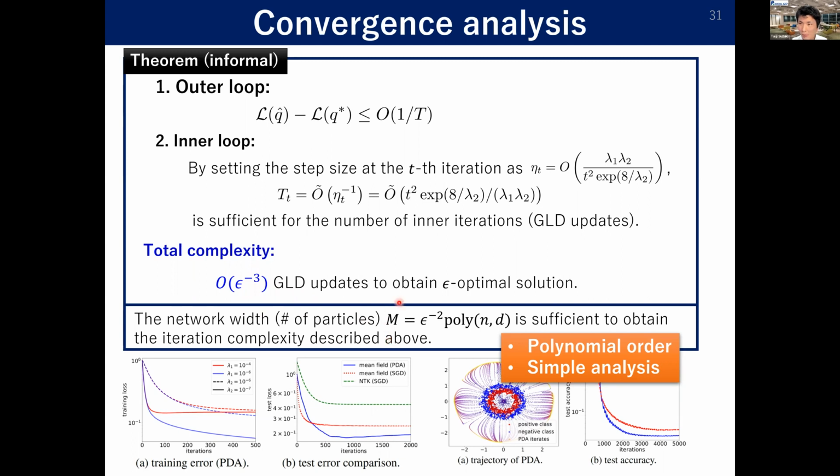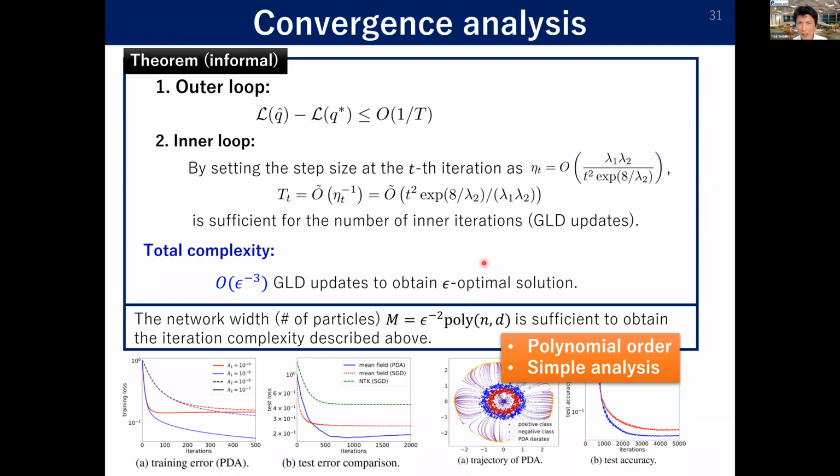As for the number of particles required to obtain the epsilon-optimal solution, we can set it to epsilon to the minus 2 times a polynomial order of n and d. So in terms of the number of particles, it is still polynomial order. Then the total computational complexity is also polynomial order.